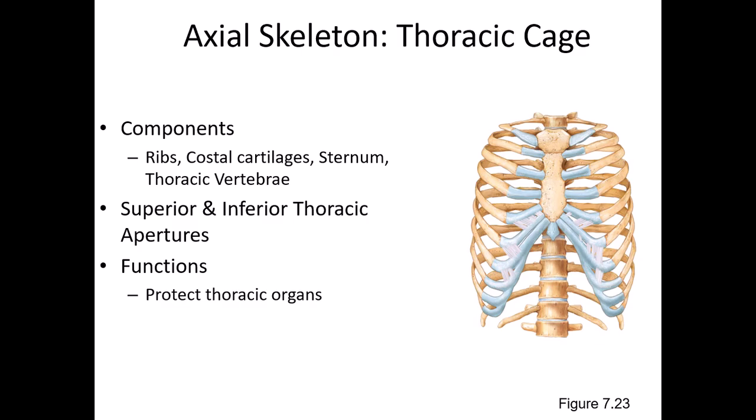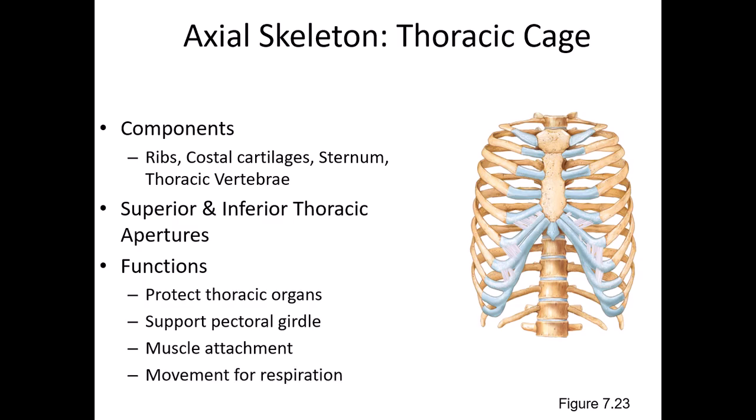All right, so we've talked about the functions of the thoracic cage to protect thoracic organs. It is also supporting and really connecting to the pectoral girdle because the clavicle, which is part of the pectoral girdle, articulates with the manubrium portion of the sternum. All bones serve as points of muscle attachment. And then there's that movement for respiration. You can feel your rib cage kind of elevate and depress as you take a deep breath and then release that breath.